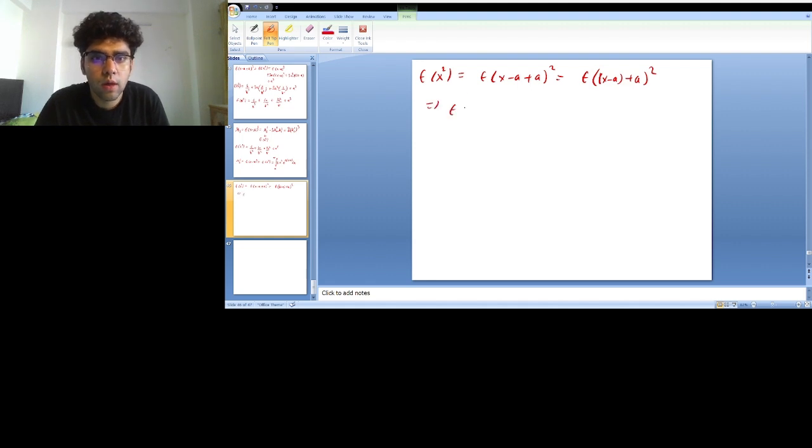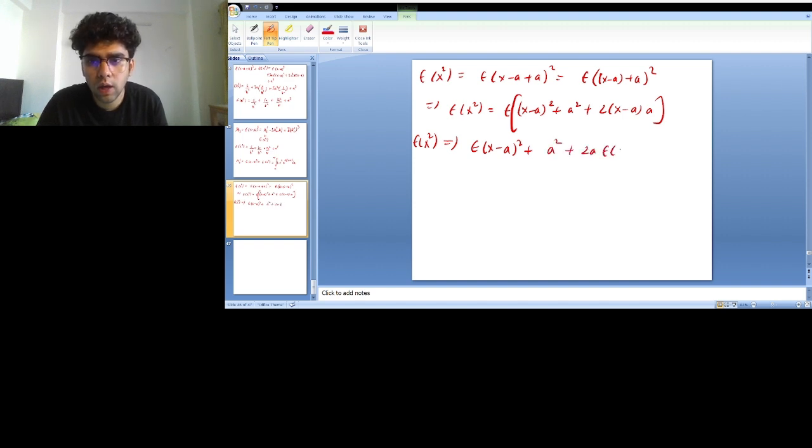So this gives me E[X square] as E[(X minus a) whole square plus a square plus 2(X minus a) into a]. So E[X square] is equal to E[(X minus a) whole square] plus a square plus 2a E[X minus a], right? Now we know that E[(X minus a) to the power r] is equal to gamma r plus 1 upon b to the power r.